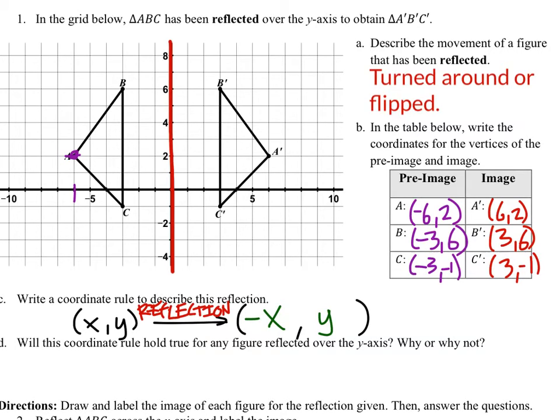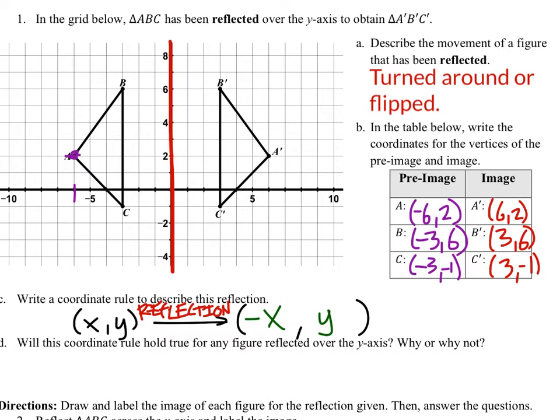So to show that, I'm going to make that a negative. And that's true. For example, on A, where x was -6, we took the opposite of -6, or the negative of -6, which is 6. Same with C, for example. C was -3. The negative of -3 is 3.